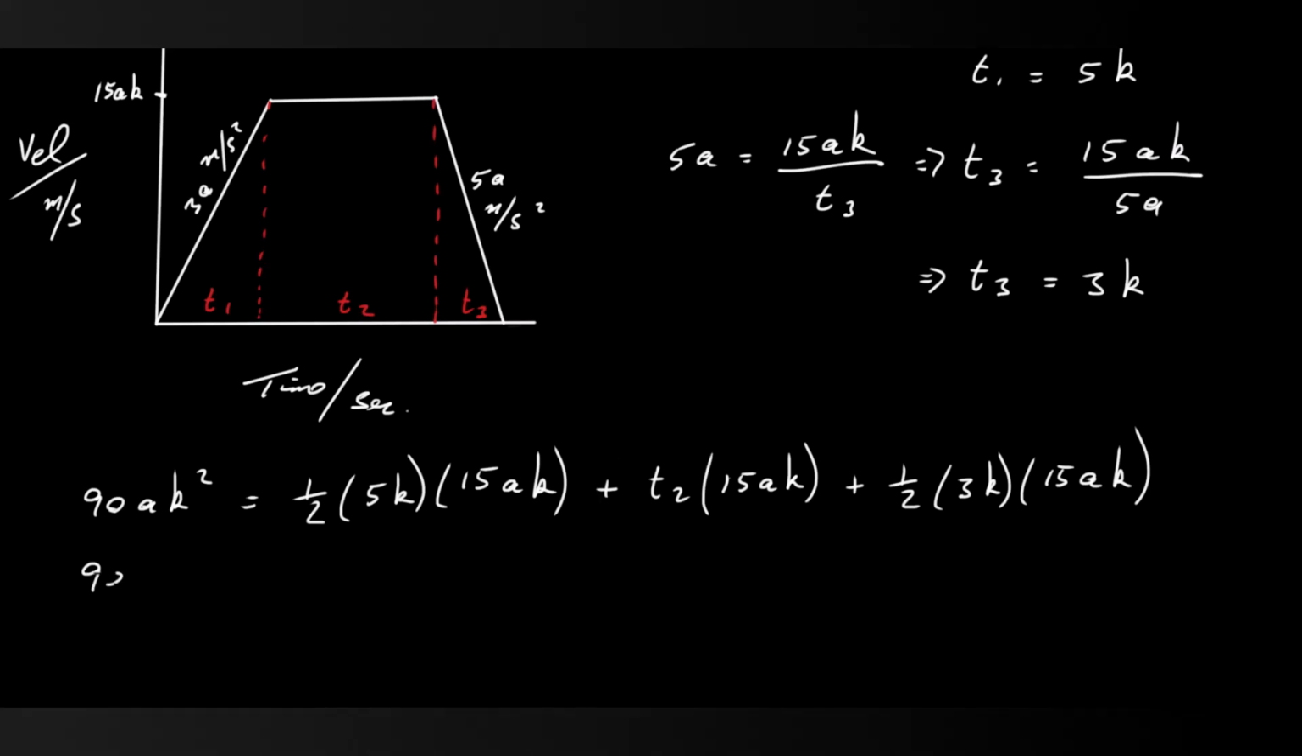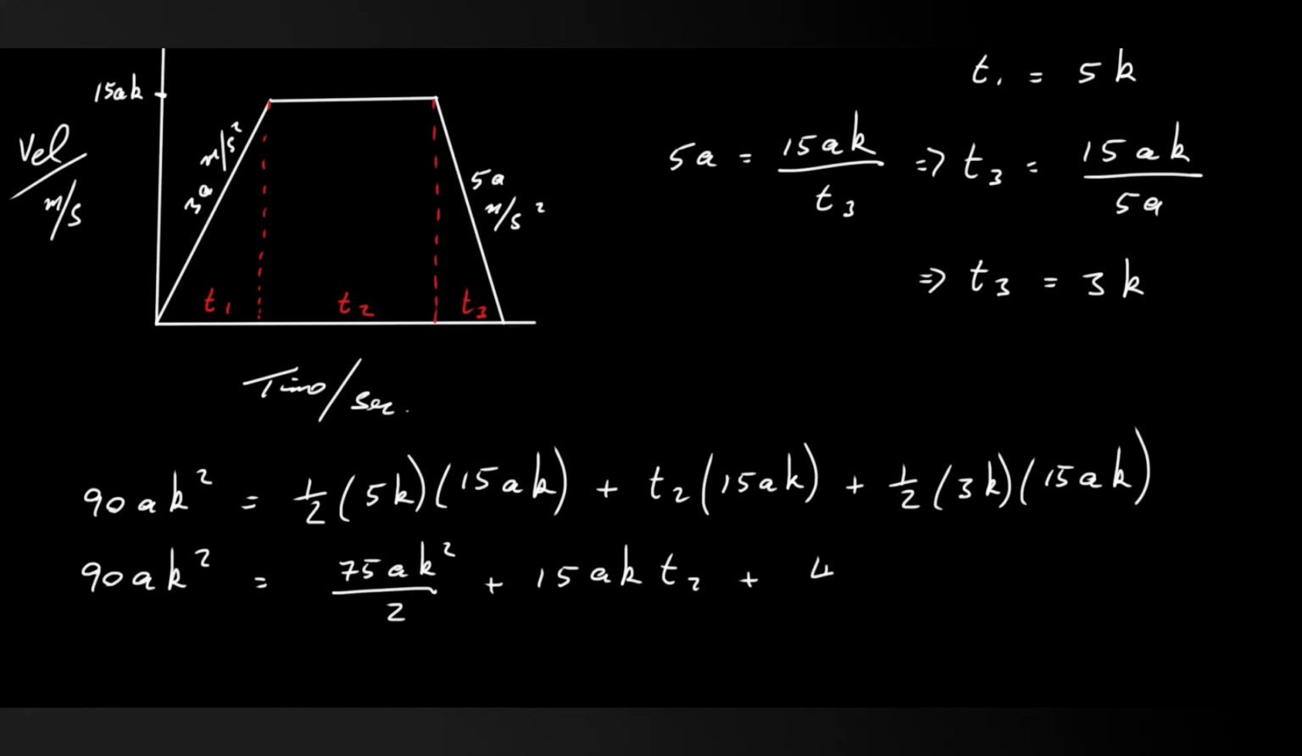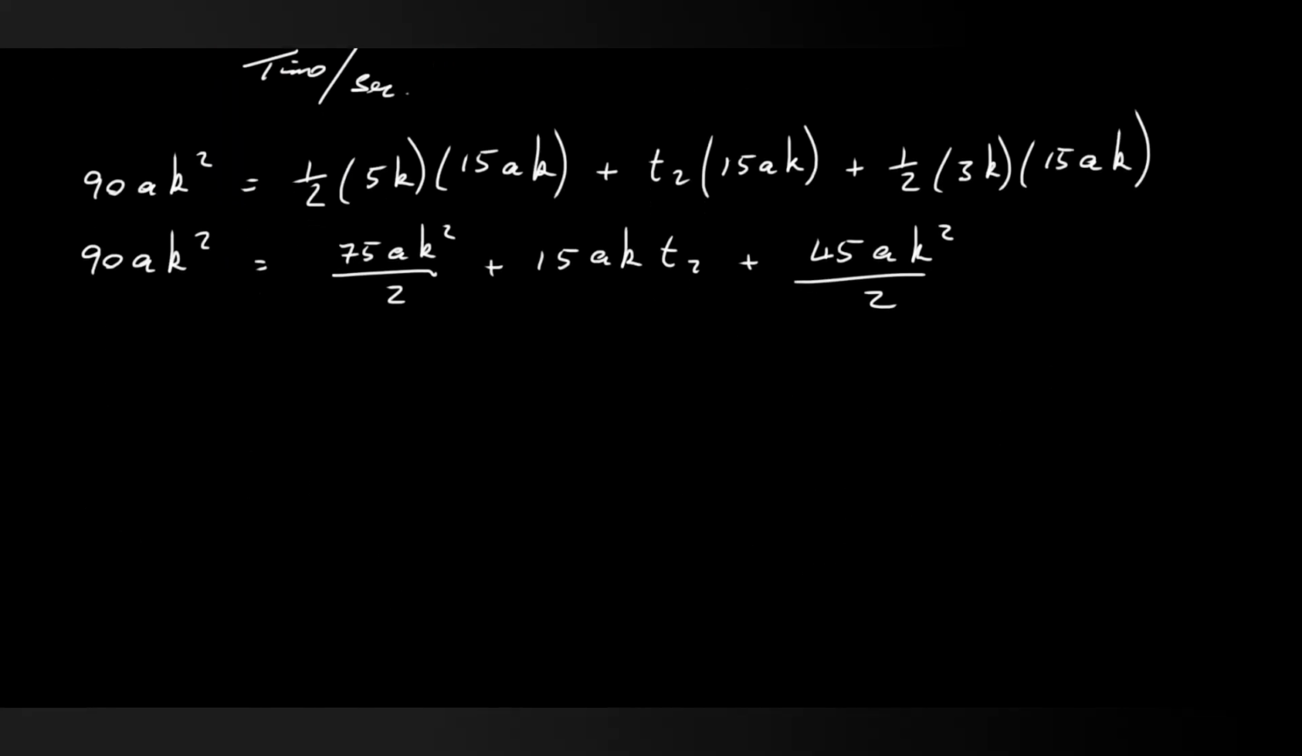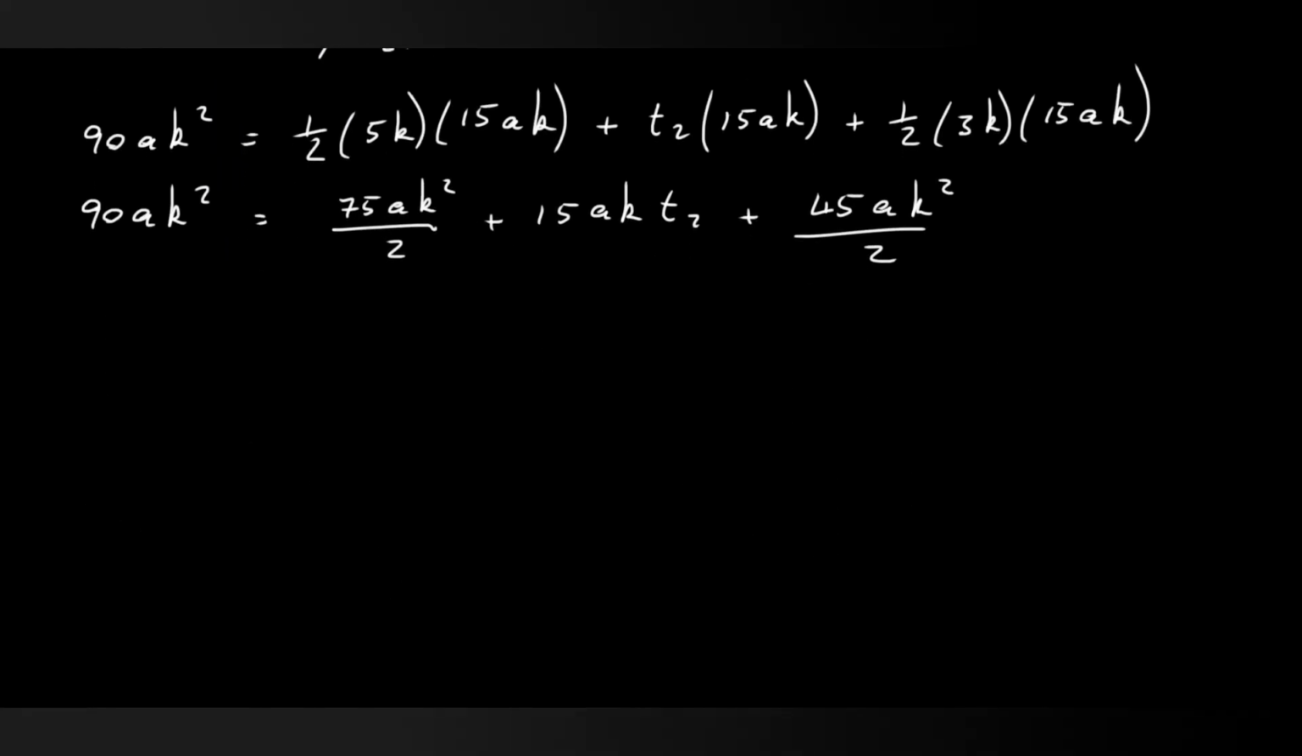So we've got 90ak² is equal to, this will all just simplify to 75ak², 75ak² divided by 2. Here we've got 15ak times t2, and out here then we have 45ak², 45ak² over 2. Okay, so the next thing I'm going to do is just multiply everything by 2.